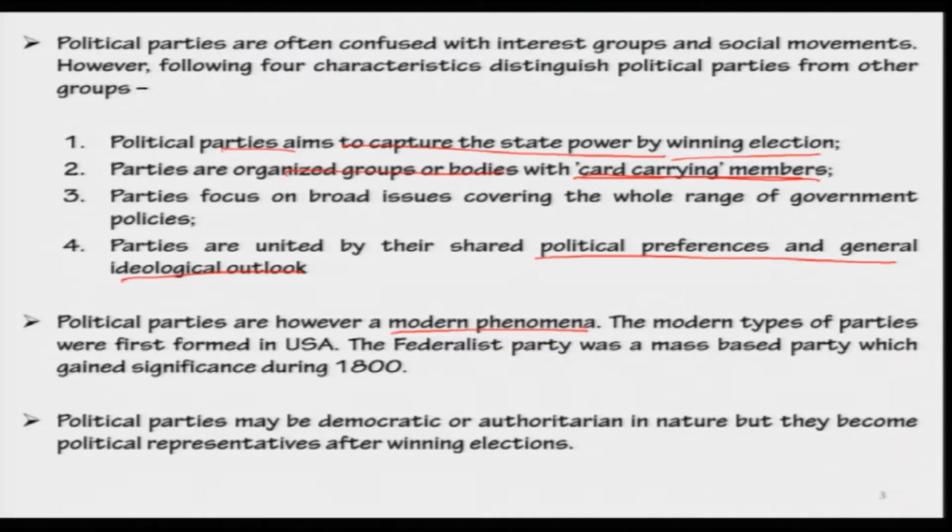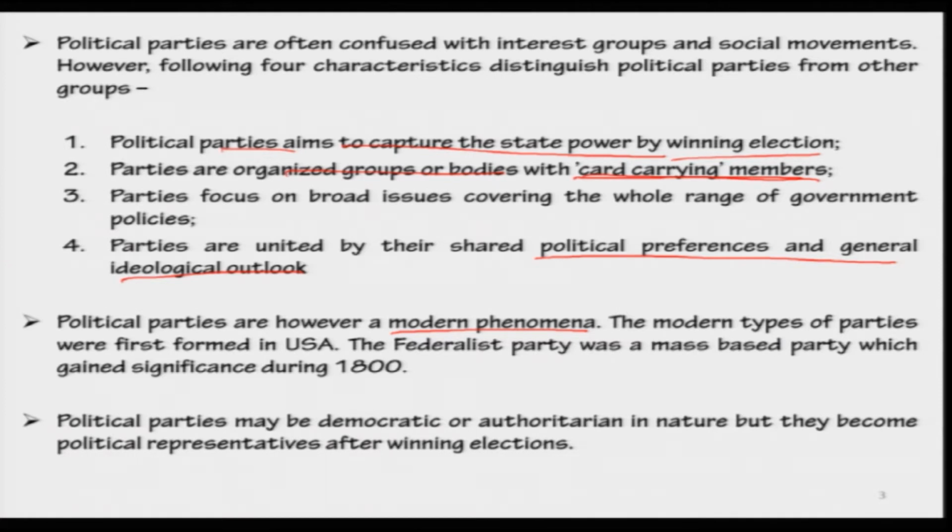Now, if we look at the evolution of political parties in modern democracy, which is, of course, as I have discussed, essential for the functioning of modern democracy. You cannot think of modern liberal democracy or representative form of government without political parties. However, political parties are a modern phenomenon. That means there have been states or empires or governments without political parties. It is only in modern times that political parties have become absolutely necessary or essential for the effectiveness of democracy and representative forms of government.